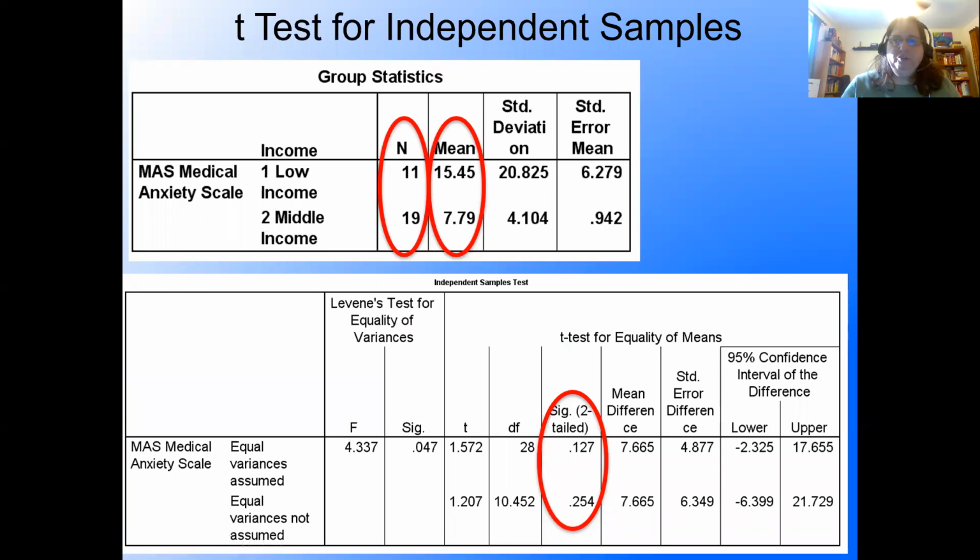Here's one more example just to make sure we're good. So we kept the study the same. We still have 11 people and 19 people, but now we've changed up the means a little bit, and we've changed up the SIGs a little bit. So now this is 0.047. The sig value under Levene's test for equality of variances is 0.047. What do you think? Less than 0.05 or greater than or equal to 0.05?